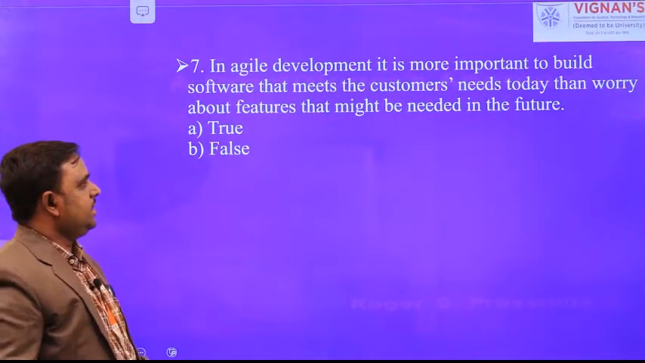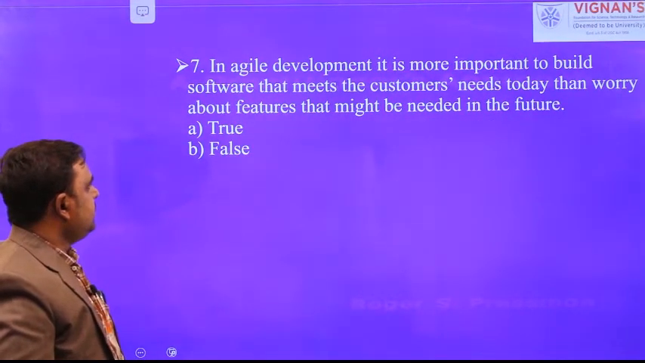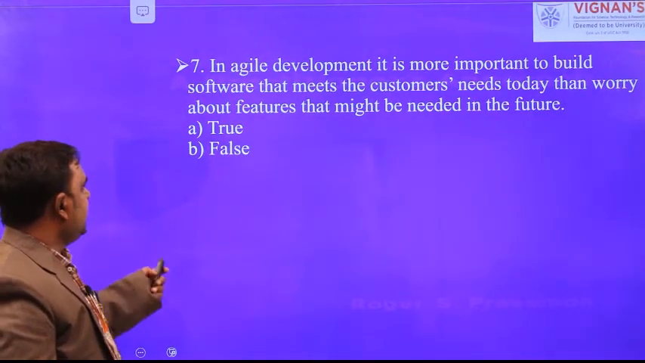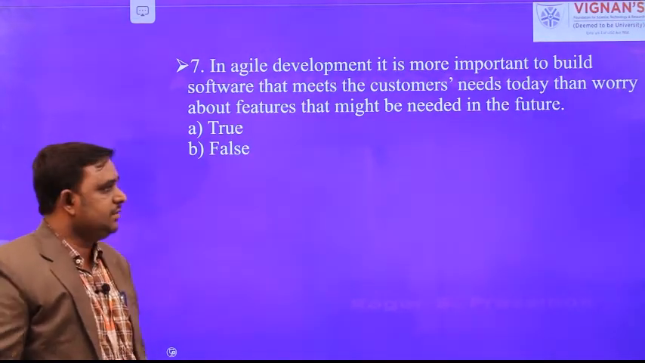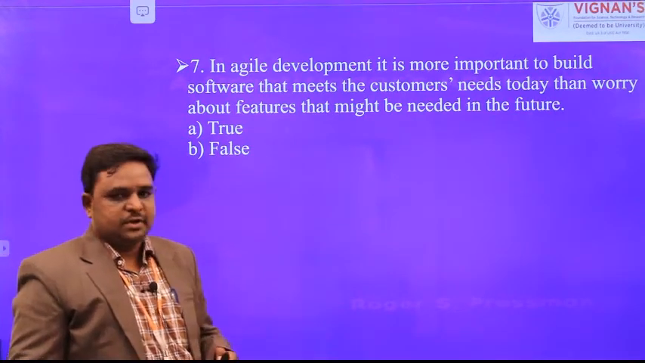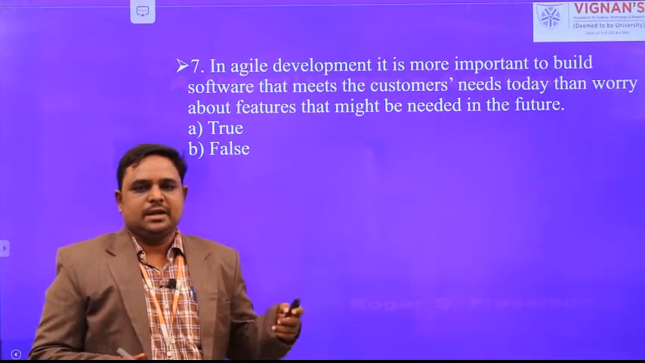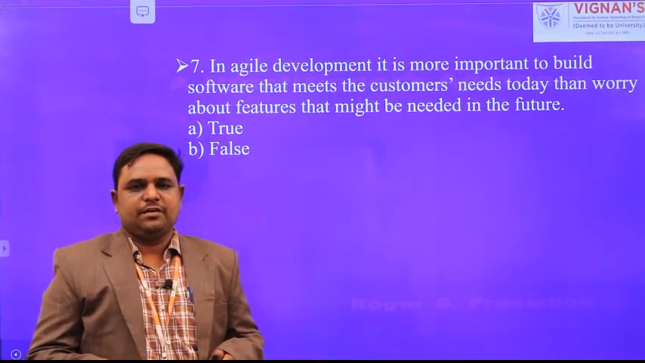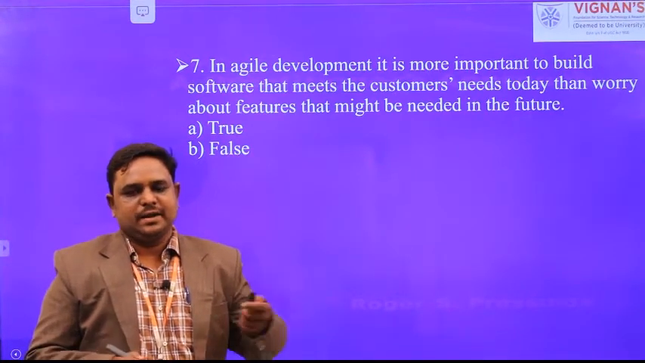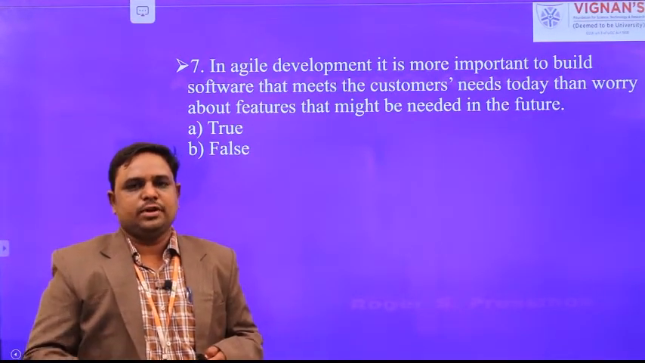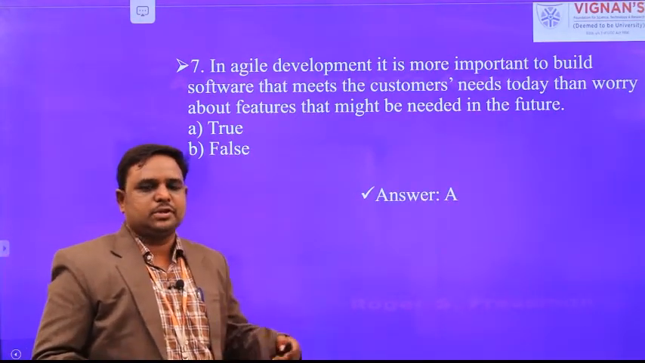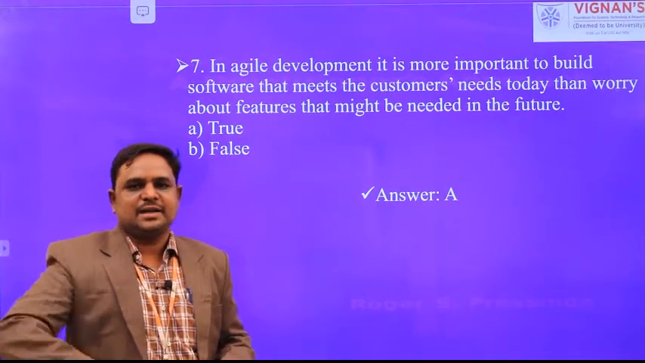Next, in agile development it is important to build software that meets the client requirements or customer needs, and not to worry about the features that might be needed in the future. Whether it is true or false. That means this question asks what priority we have to follow. We are not going to bother about future requirements. At present, we bother about whatever the client requirements and client priority are. So here the answer is true. Yes, we are going to bother about the client requirements which have the highest priority.